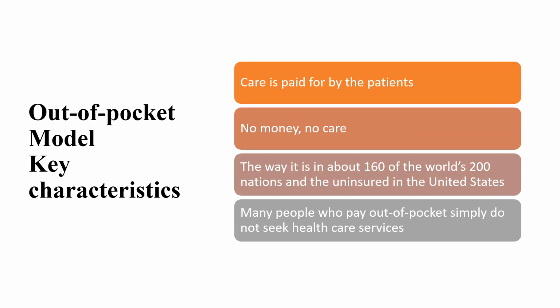And then we probably have the oldest model of all, the out-of-pocket model. And we know how that works. Care is paid for by the patients. If you have no money, you have no care. And it's actually the way it is in about 160 of the world's 200 nations, and for the uninsured in the United States, and frankly anywhere else. And the truth of the matter is that many people who pay out of pocket simply don't seek healthcare services.